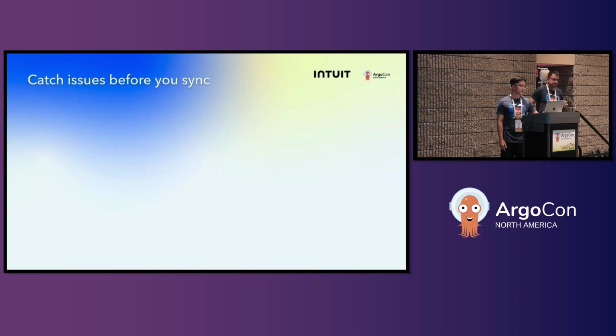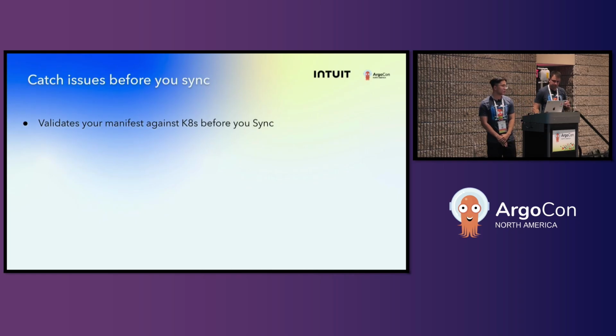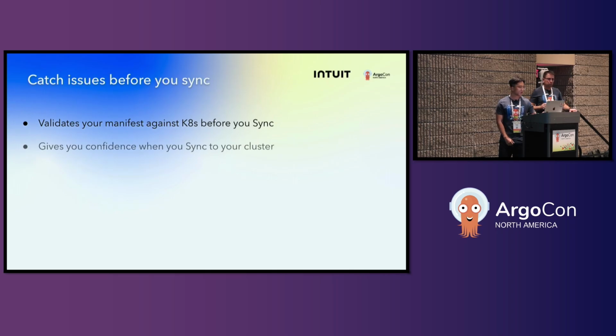So the first one is catching issues before you sync. With server-side diff, we're now validating your manifest against Kubernetes before we sync using the kubectl apply with dry run mode. And this in turn will give you more confidence when you sync to your cluster because we've actually done a dry run against Kubernetes.